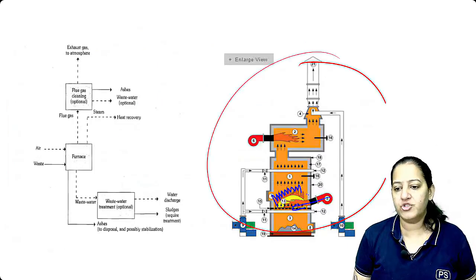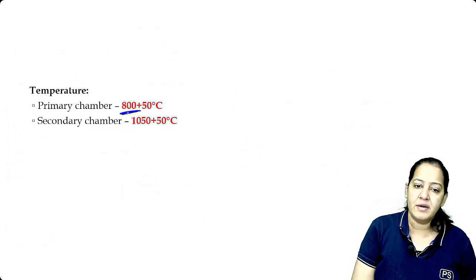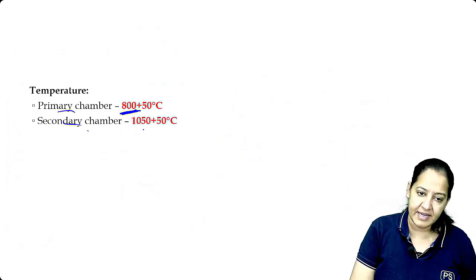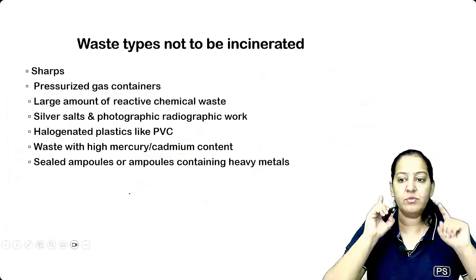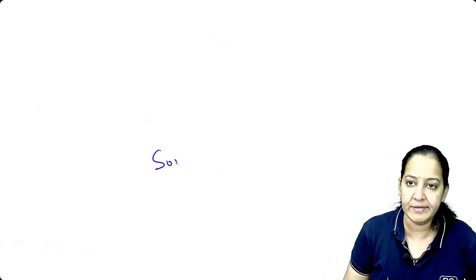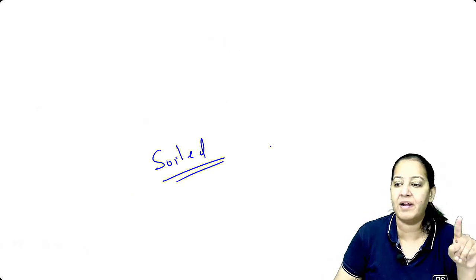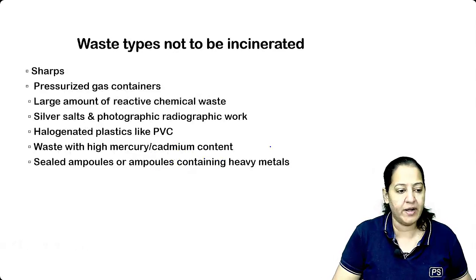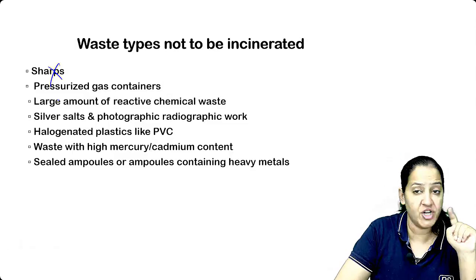So there are two chambers here, primary and secondary. In the primary chamber, the temperature is 800. And in the secondary chamber, the temperature is 1050. Okay, so which waste has to be incinerated? All the soiled product. Soiled linen, soiled cotton, जिस पे भी blood लगाए उसको जला दो. Just destroy it via incineration. But the sharps are never incinerated. Sharps को कभी मत जलाना.